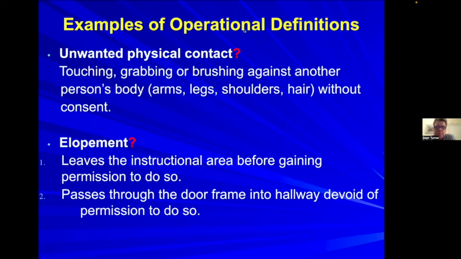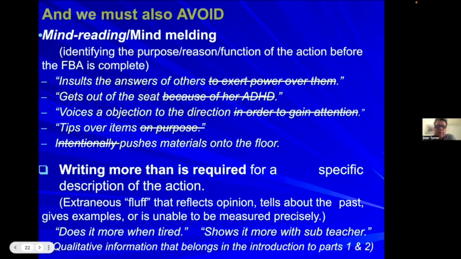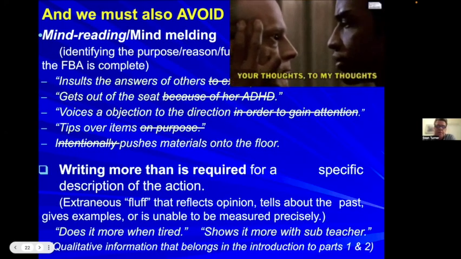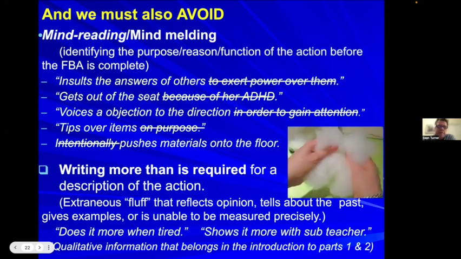Elopement: leaves the instructional area before gaining permission to do so, passes through the door frame into the hallway without permission to do so. Again, precise, observable, and measurable. Doesn't mean you can't use this word elopement or unwanted physical contact. Just means to be followed by the other. And those are the feedback that we will give you in part one. If we do not see the precise, the measurable, or the observable, we're going to ask you to go to that. What else do we need to avoid?